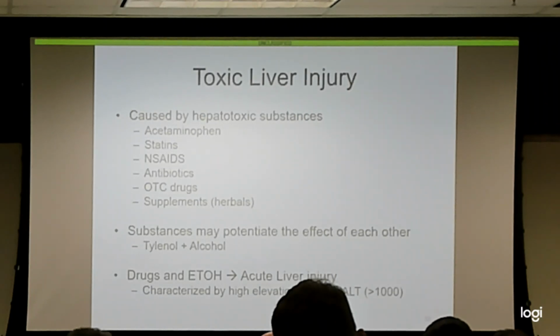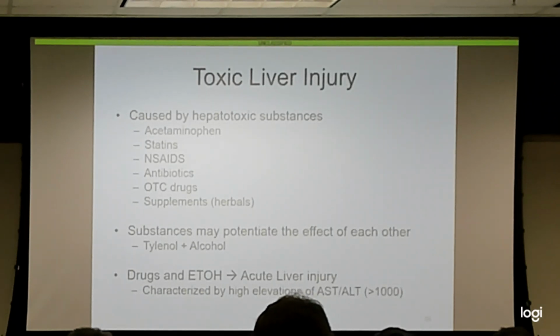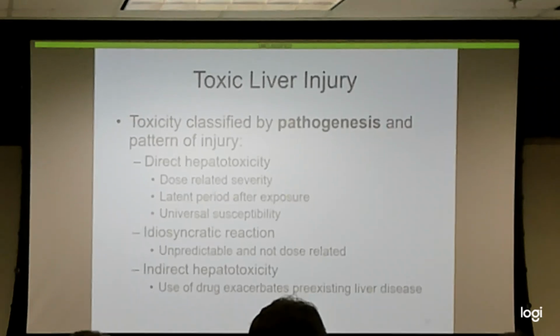Do you guys talk about the P450 system in other classes? Good, because I don't want to study those and talk about them again. But the P450 system does a lot of things with these drugs, and those can cause a lot of issues with your hepatocytes. And then there are substances potentiating each other. If I overdose on some Tylenol and I just drank a bottle of vodka, that's going to make it even worse. And again, the AST and ALT will be greater than 1,000 on those acute injuries.